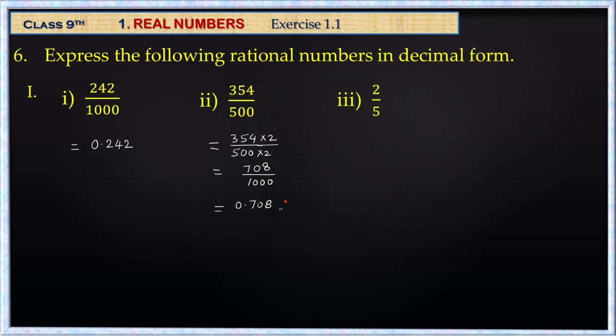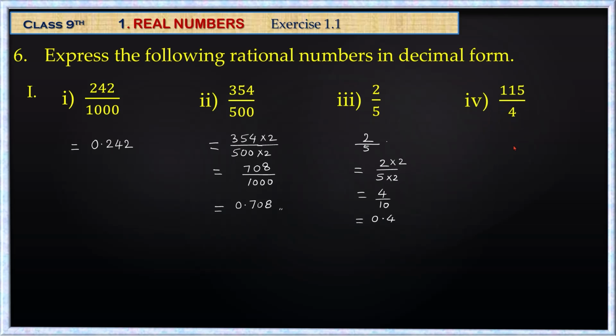This is the answer. Next one, 2 by 5. Here 2 by 5 can be written as 2 by 5. 5 can be converted into 10 by multiplying with 2. Also multiply the numerator with 2. We get 4 by 10. So we get 0.4 because 10 contains 1 zero. We put the decimal point after one place.